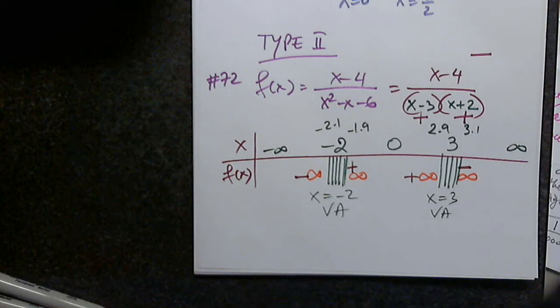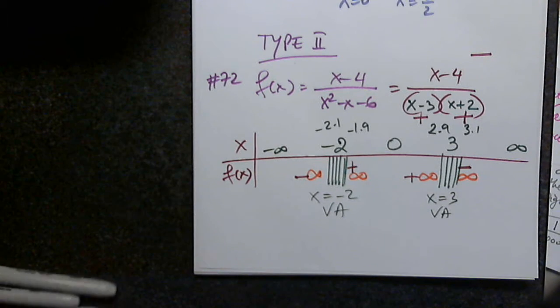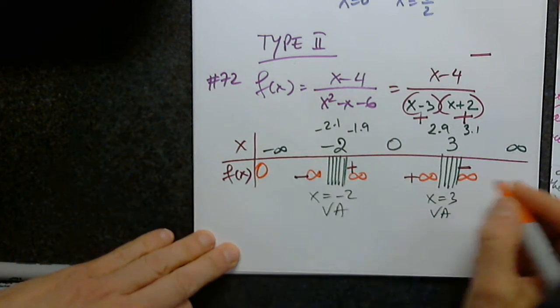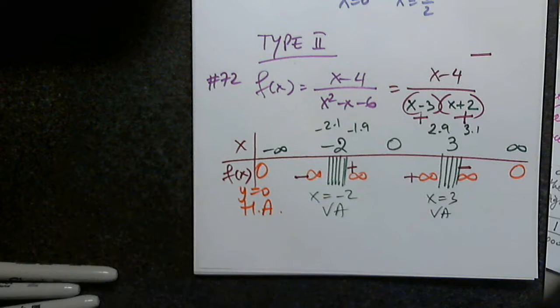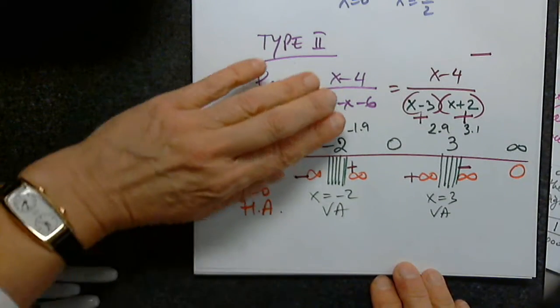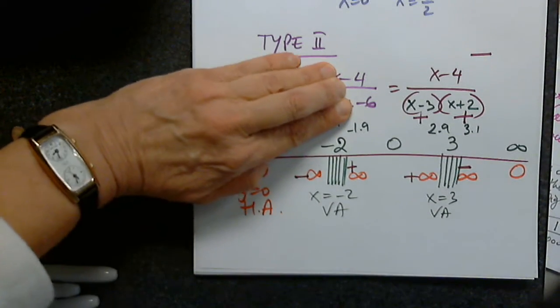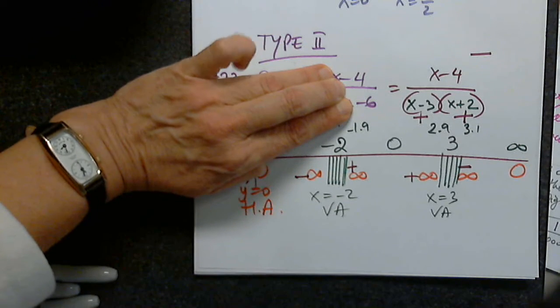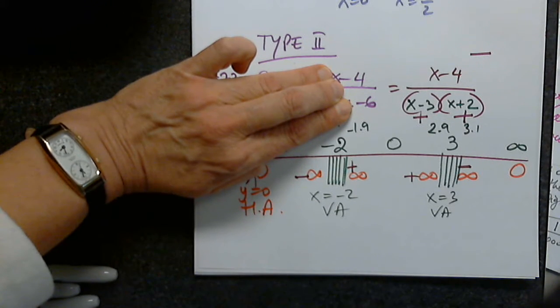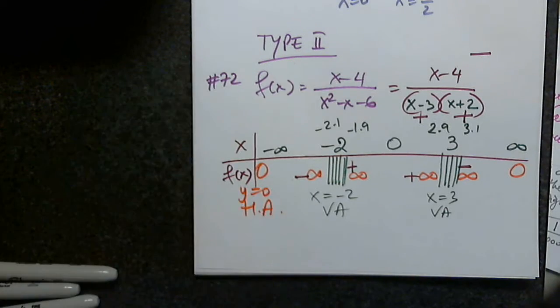Because it's type 2, what is the end behavior? Always at infinities, 0. So y equals 0 is a horizontal asymptote. I need you to plug in 0. Here's how I plug in 0. What is the answer? 2 over 3. Very good.